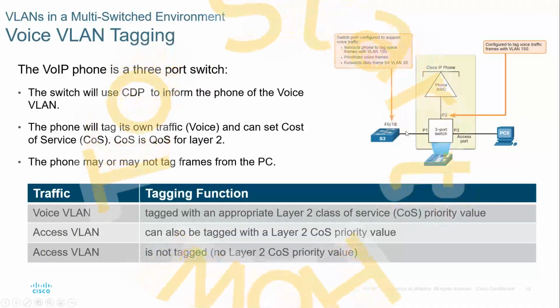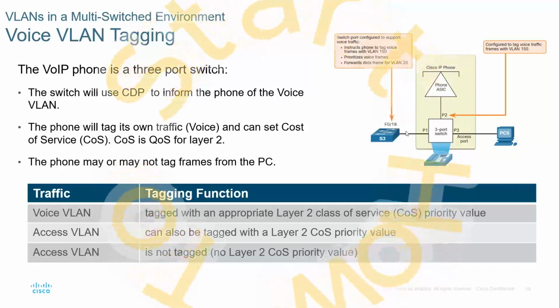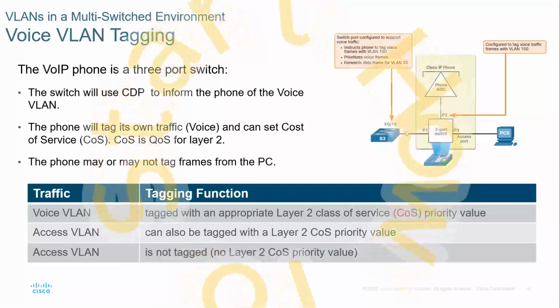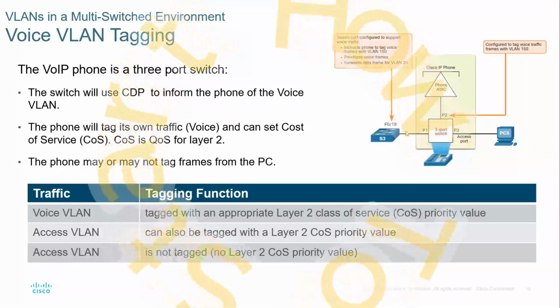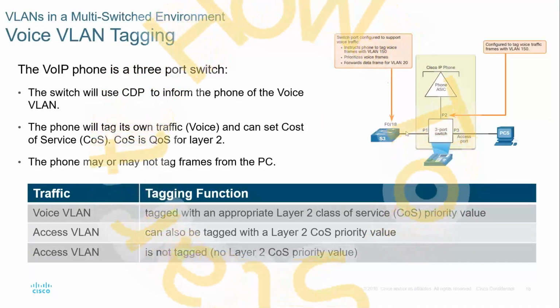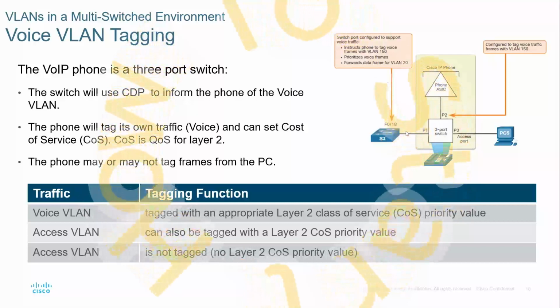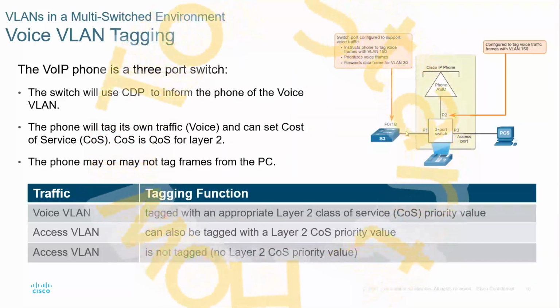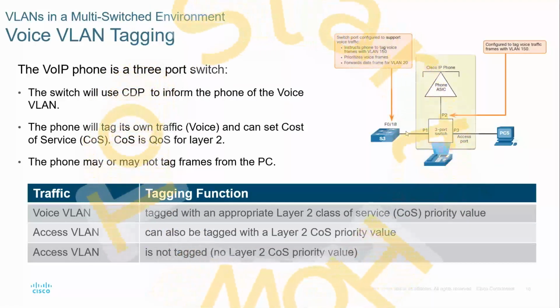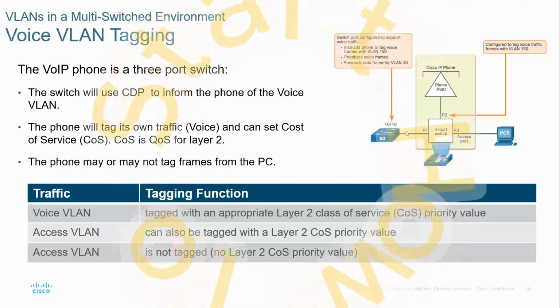Access to the VLAN can also use a layer 2 QoS priority value. If it is not tagged, then there are no layer 2 QoS priority values that could be assigned. But again, if it's not tagged, it will be the default VLAN 1, even though that should still be tagged.